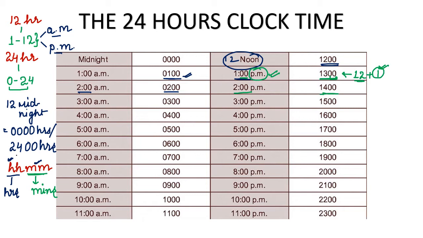Then again, when we get 12 midnight, we express that 12 midnight again as 0000 hours or 2400 hours. So this way we represent the 24 hours of the day in the 24-hour clock.